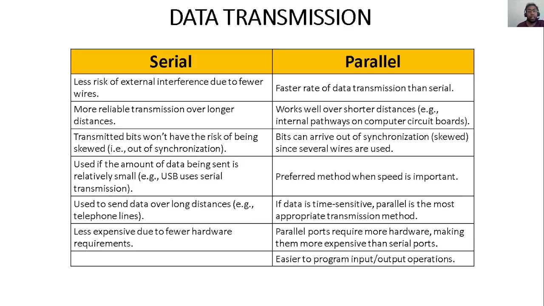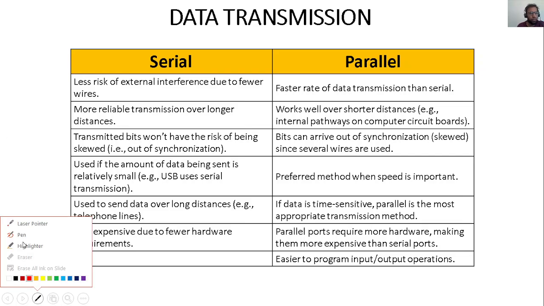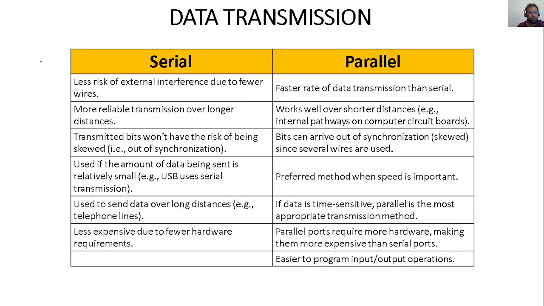Next is serial, and now let's see the comparison of serial and parallel data transmission. Risk of external interference due to fewer wires and faster rate. Okay, let me give you a picture of what serial data transmission is.